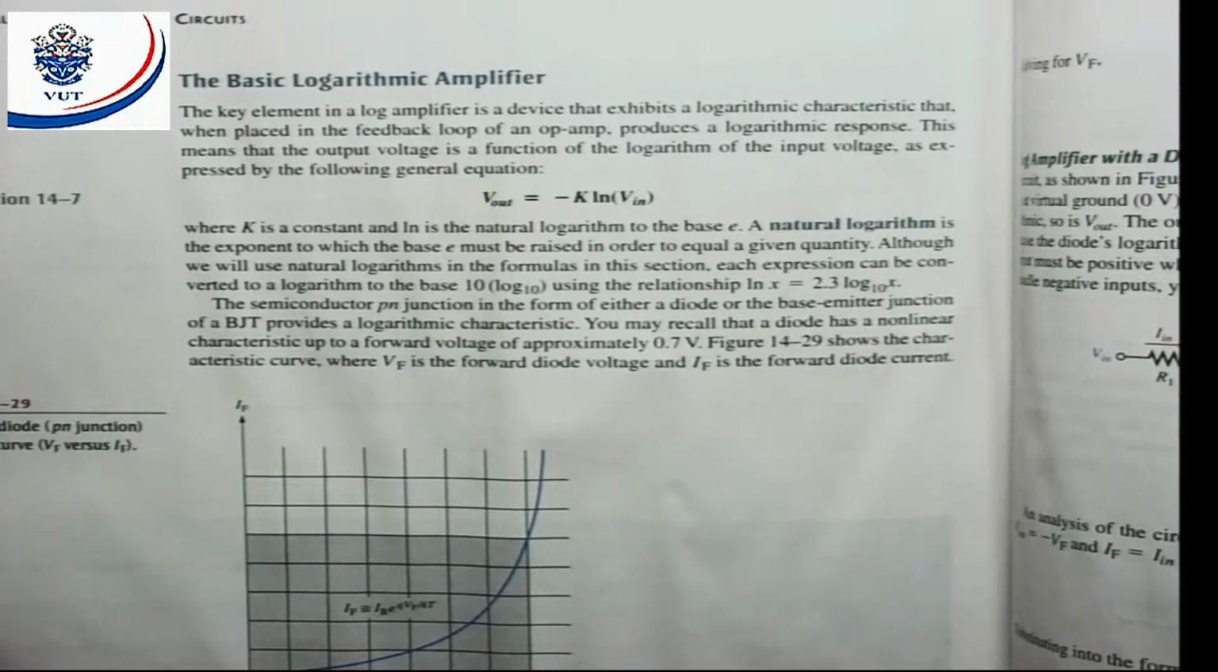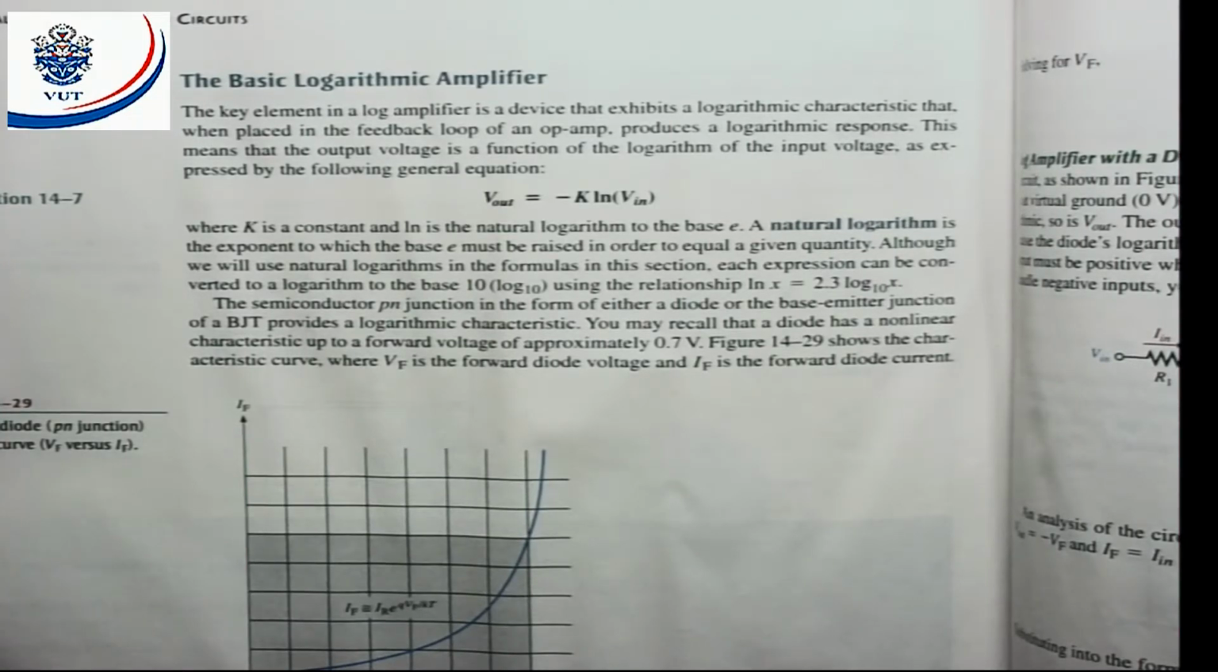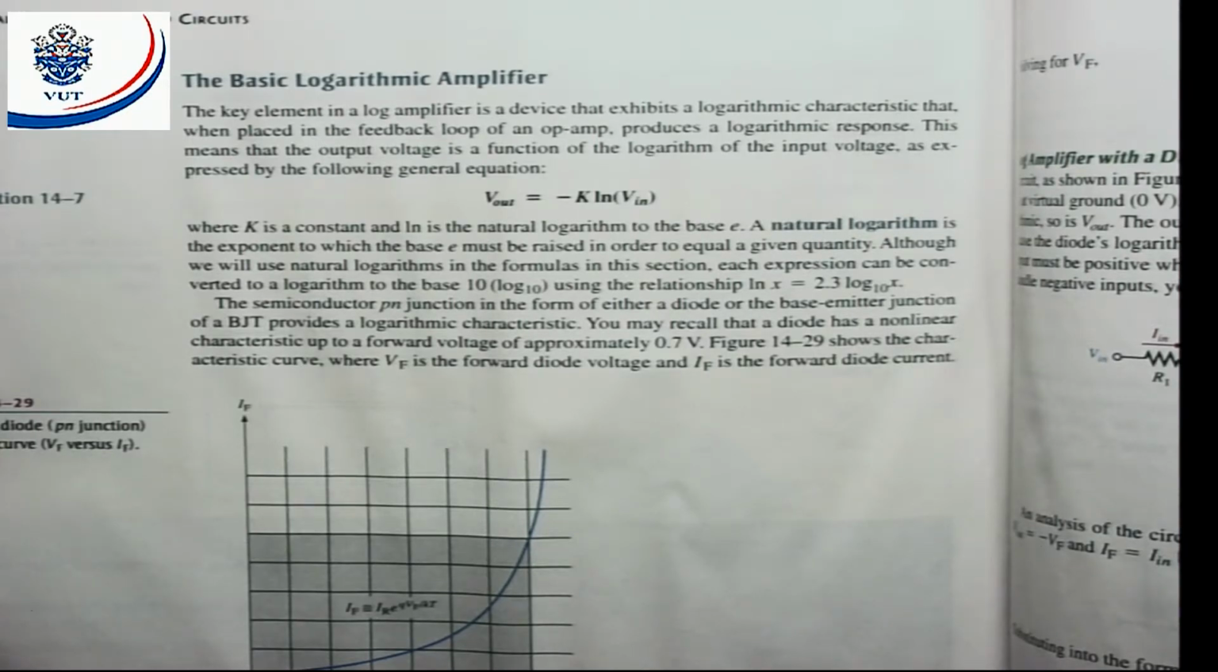Let's just look at the key elements that we're going to talk about here. They state the key element in a log amplifier is a device that exhibits a logarithmic characteristic that, when placed in the feedback loop of an op-amp, produces a logarithmic response. This means the output voltage is a function of the logarithm of the input voltage, as expressed by the following general equation: V_out is equal to minus K ln V_in, where K is a constant and ln is the natural logarithm to the base e.